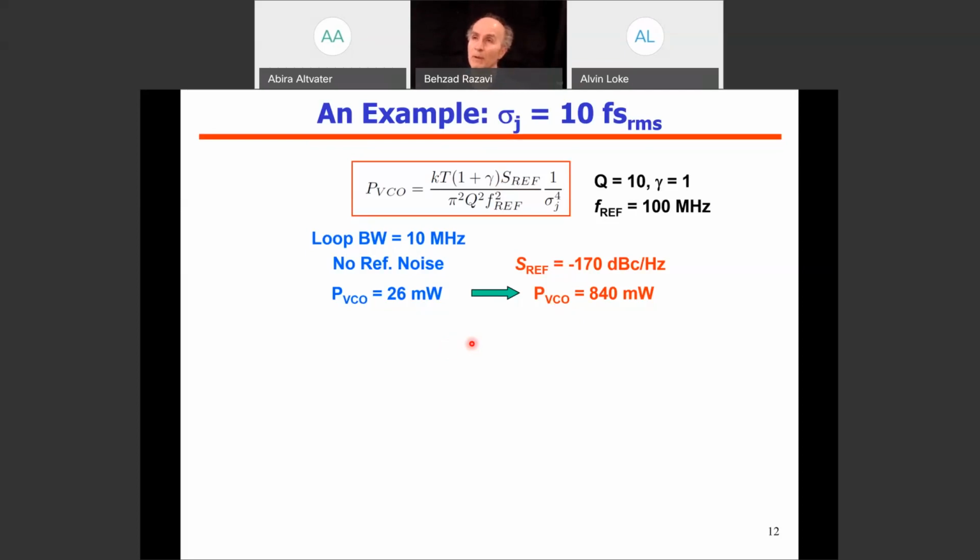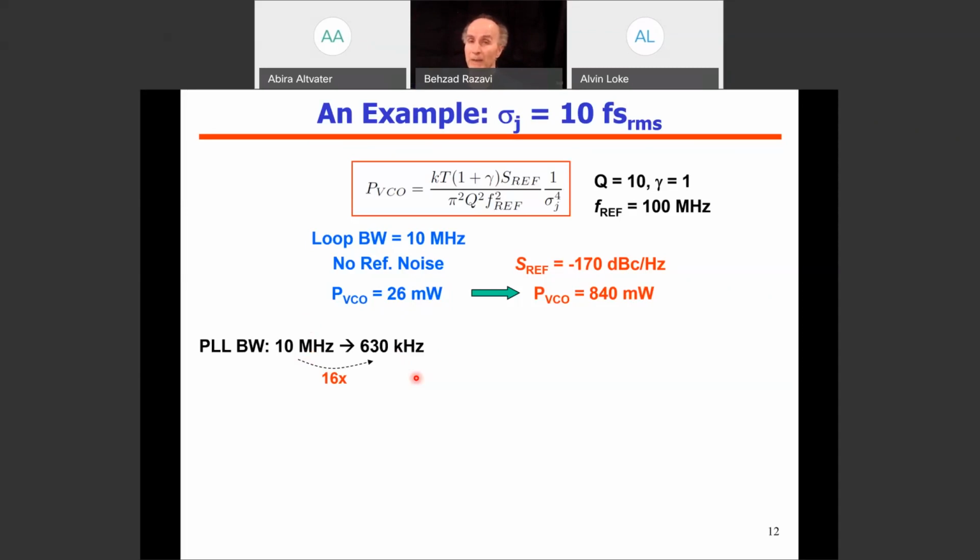Well, remember that if we include the reference phase noise, now we have to reduce the loop bandwidth and reach that optimum value where the VCO and the reference contribute approximately equally. So when we do that for this particular example, we see that the loop bandwidth is no longer that 10 megahertz I had assumed before, but now it's only 630 kilohertz. So we have a factor of 16 reduction in the bandwidth of the PLL.